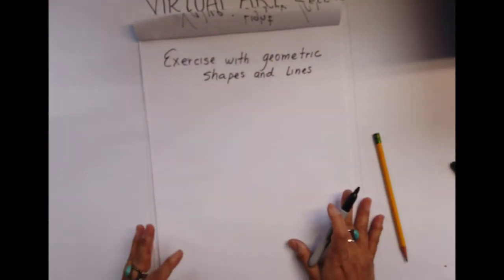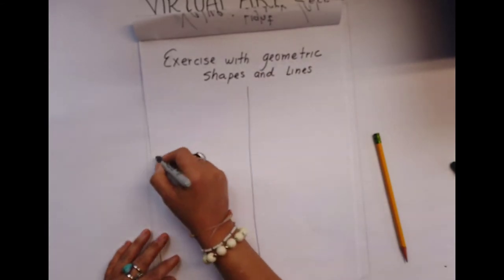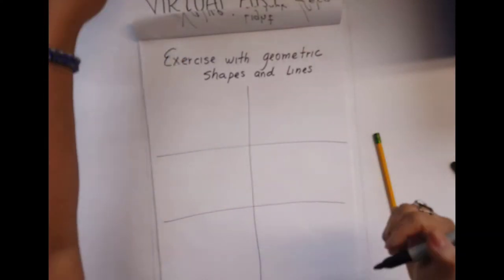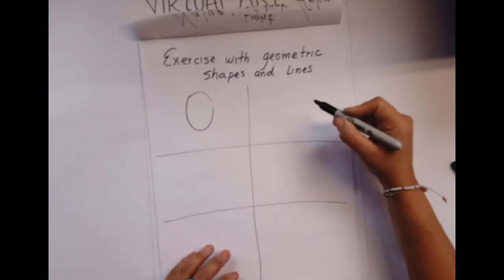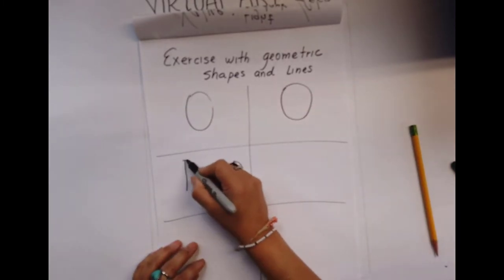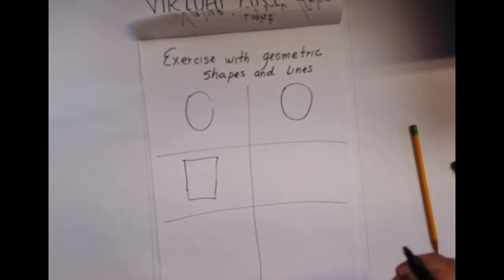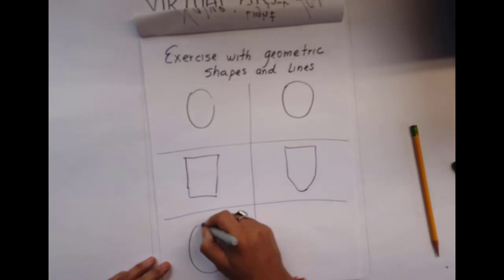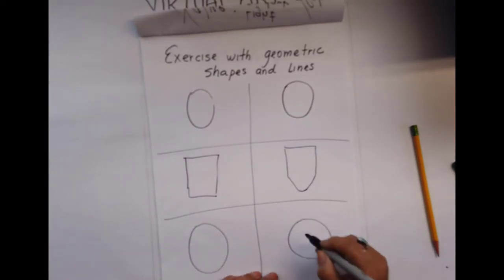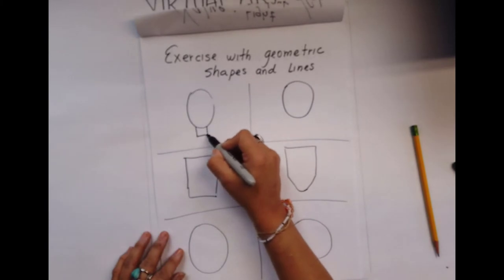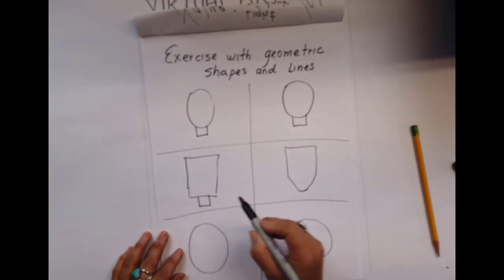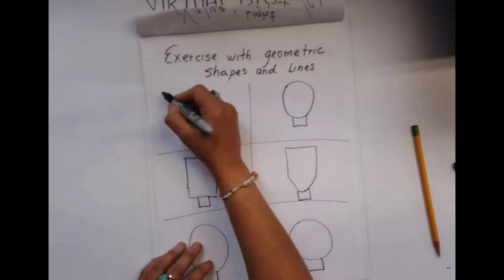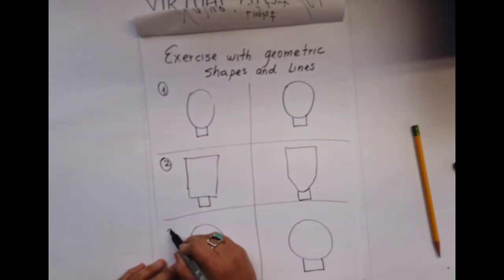So if this is your paper, you can divide your paper maybe in six parts, and we are going to use a circle, an oval, geometric shapes. Look, I can use even a rectangle, and part of the rectangle, part of the triangle, and a little curve. I'm going to do another oval and maybe a more circular shape. This is a kind of square that's going to be for the neck. You need to make it smaller. So this is what I want you guys to do on your paper.